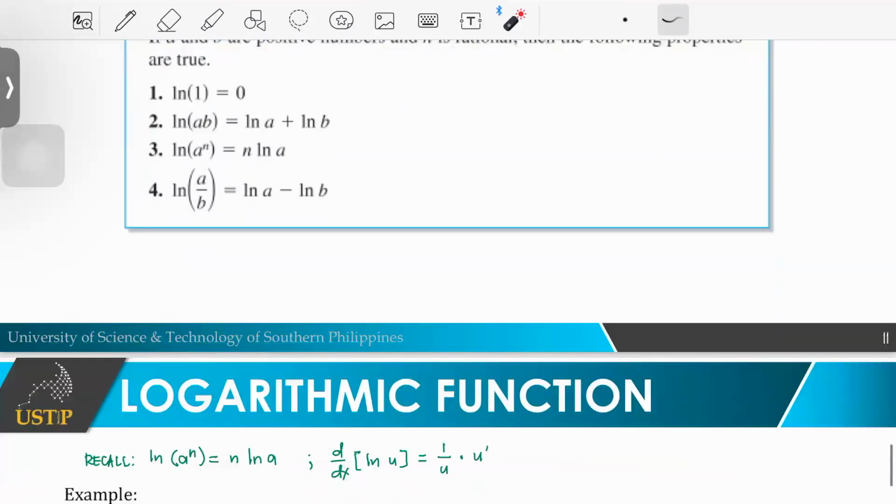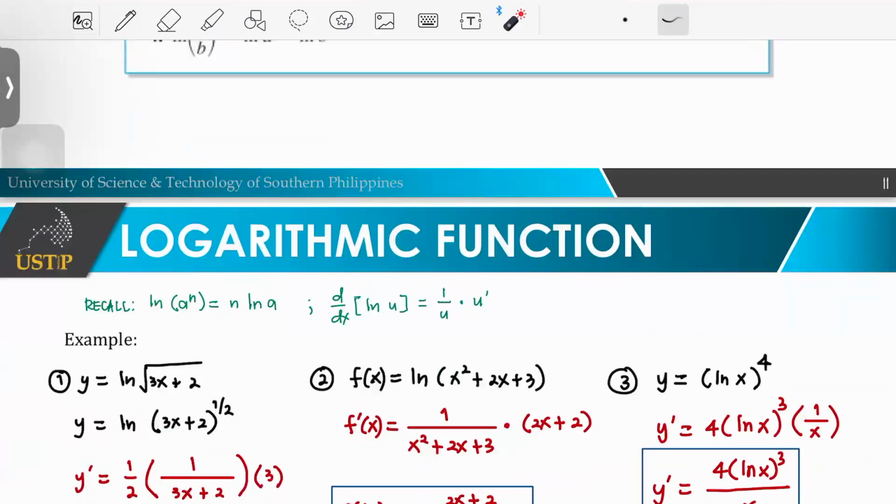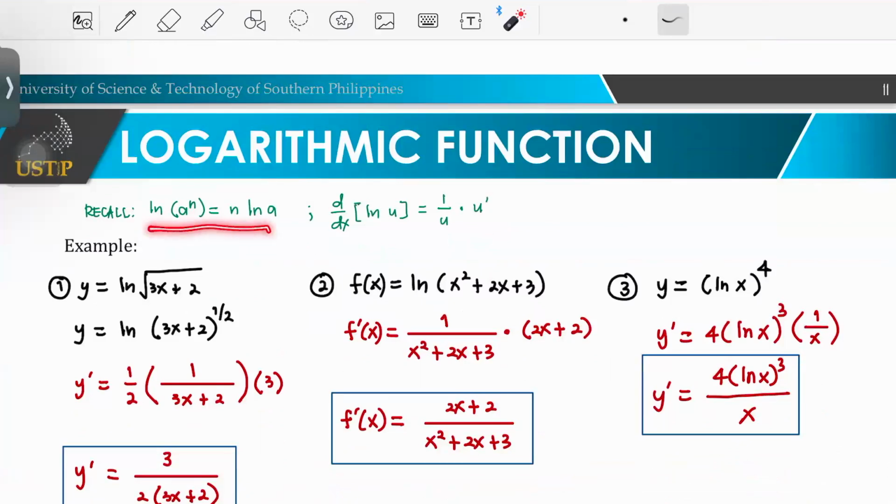But anyway, let's have an example. Recall the property: the derivative of ln u is 1 over u times u prime. Here we have ln of the square root of 3x plus 2. So, we can express this as 1/2, a step that's missing, class. Just imagine that we bring down the 1/2 there. Then, ln of 3x plus 2.